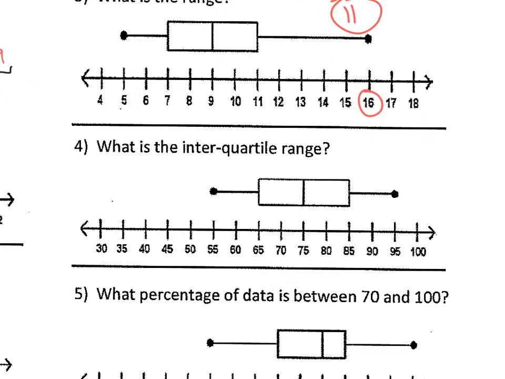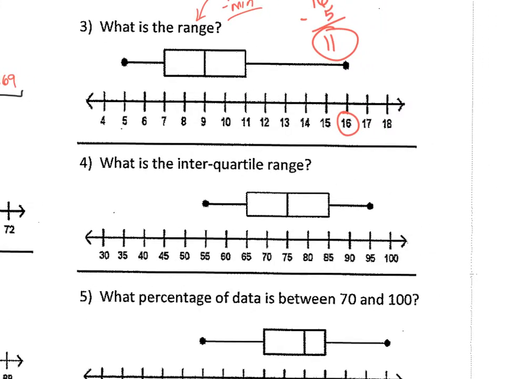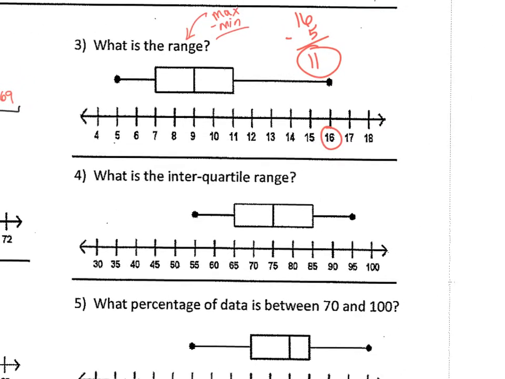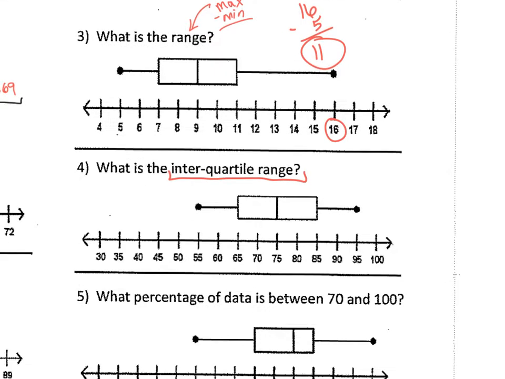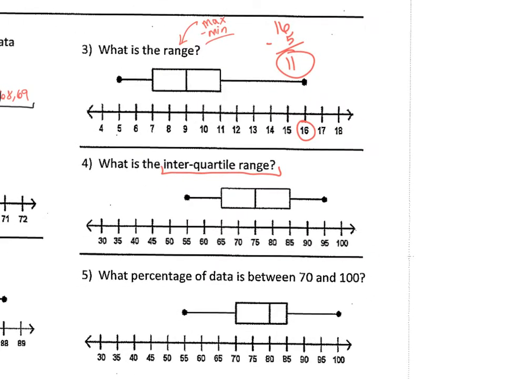Number 4, what is the interquartile range? In the box. In the box, good. So number 3 was asking what's the range of all of those numbers. This number 4 is just your interquartile range. So just looking at the box, not the whiskers now. What is your maximum on the box? 85. And 65. Got our upper quartile and our lower quartile. So just like you would find range any other time, take your biggest number, subtract that lowest number. 85 minus 65.